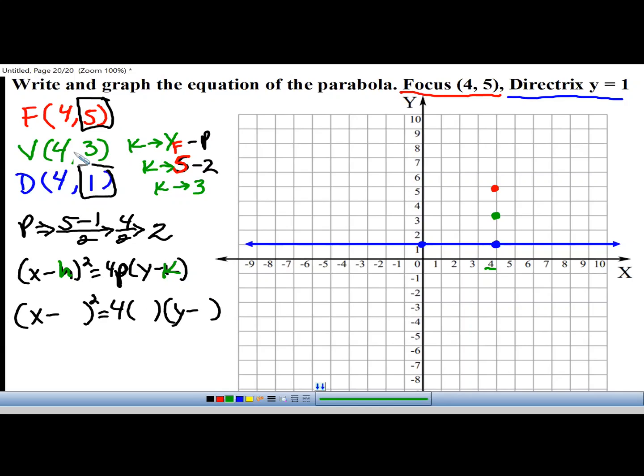Now that we have all that, we fill in the values into our original equation. So we start with h and k, 4, 3. So h is 4, k is 3, p is 2. We simplify that: (x minus 4) squared equals 8 times (y minus 3). And my parabola is going through the vertex, opening towards the focus.